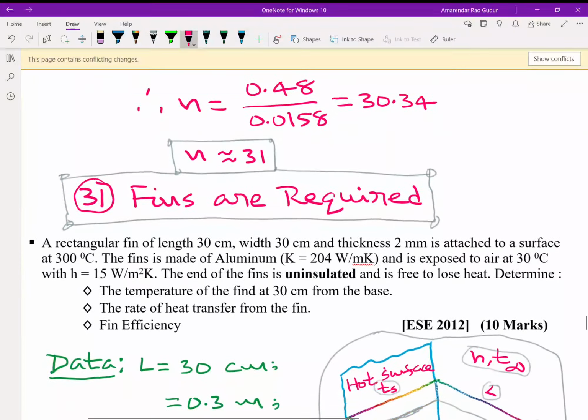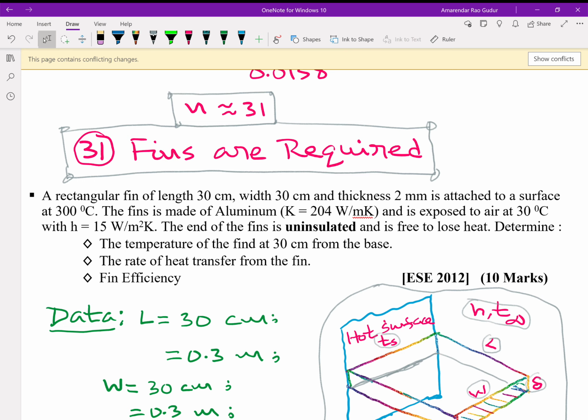The next problem was given in 2012 for 10 marks. A rectangular fin of length 30 centimeters, width 30 centimeters and thickness 2 mm is attached to a surface at 300 degrees centigrade. The fin is made of aluminum, K 204, and is exposed to air at 30 degrees centigrade with h equal to 15. The end of the fin is uninsulated. You can see here it says uninsulated and is free to lose heat. Determine the temperature of the fin at 30 centimeters from the base, that is at the end, the rate of heat transfer, and the fin efficiency.